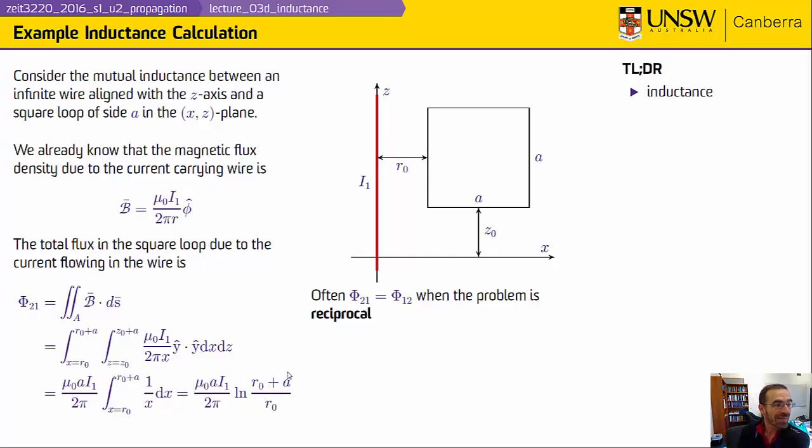Now, it is often the case, but it is not guaranteed to be so, that the mutual inductance is reciprocal. That is, that phi 2,1 equals phi 1,2. It has to do with the types of materials that you're dealing with. If you have a non-reciprocal material, then you'll end up with not necessarily having reciprocal mutual inductances. And I'm not going to go into it in any greater detail than that.